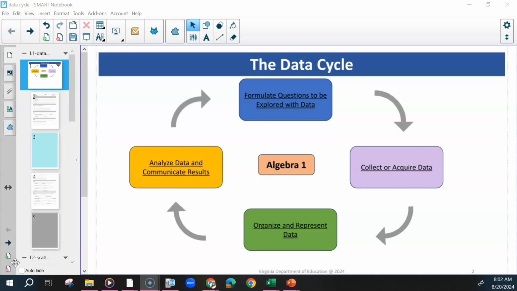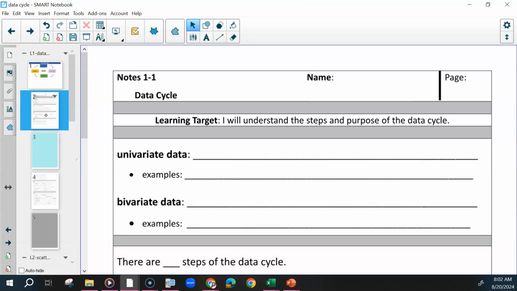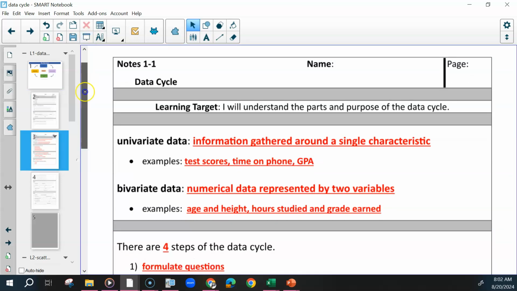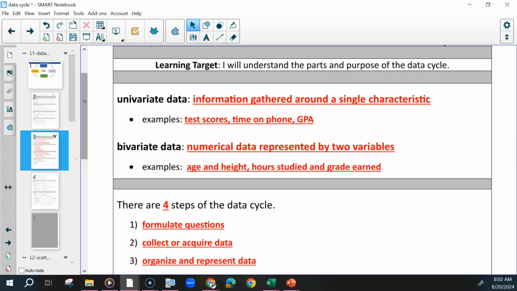Some important things to note is that usually in a cycle you start someplace, you go to the next, and then you continue through this cycle and then it repeats. But in the data cycle, you don't have to necessarily start at one specific place. I could start at formulate questions and then continue, or I could start with collecting and acquiring data and then continue, and so on and so forth. So let's actually talk about what the data cycle is. I'm just going to read down the definitions.